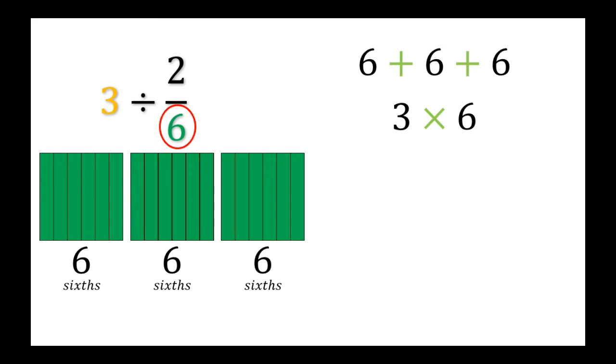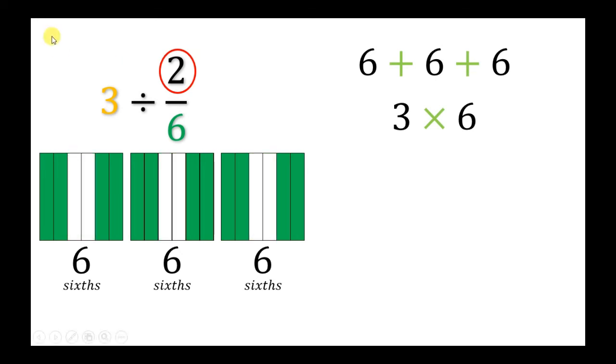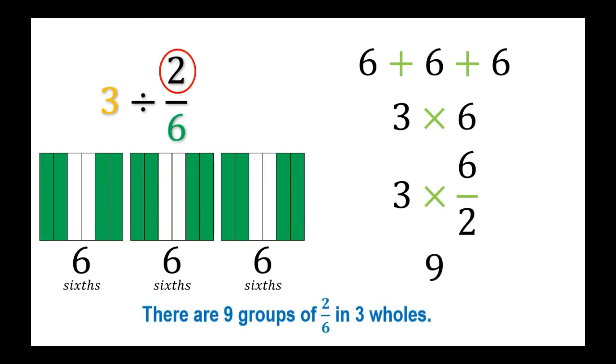Great. Next, we make groups of these sixth parts using 2. We are looking for how many groups of 2/6 we have, so we divide it like this. We make groups of 2. When we make groups we always do division. That means first we multiply by 6 to find how many sixth parts I have, and then I divide them in groups of 2 to see how many 2/6 parts I have, and you can count easily that there are 9 groups, 9 parts of 2/6 in 3 wholes.